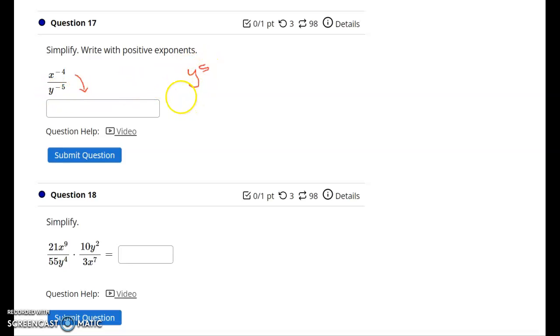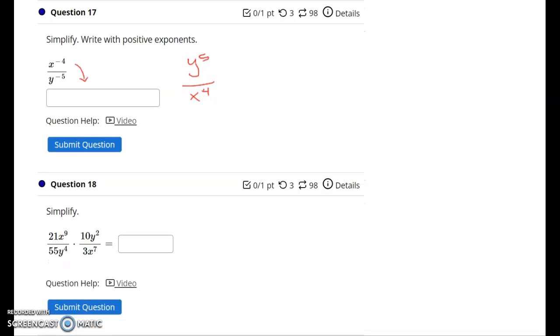So this would simply be y to the fifth over x to the fourth. You keep the number the same, you just make the exponents positive. And that's your final answer.